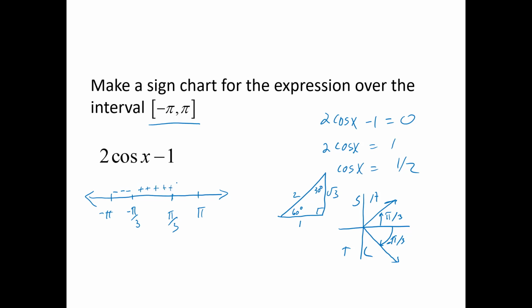At pi, we also get negative 1 for the cosine. So when we put in pi, we get 2 times negative 1, which is negative 2, minus 1, which is negative 3. And there we go. And so there's the sign chart.